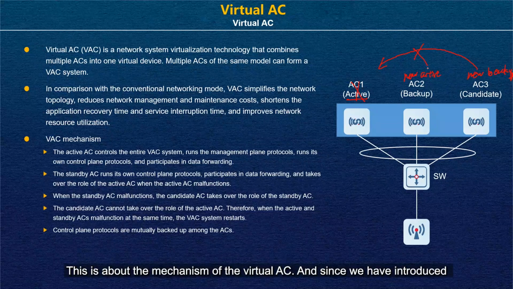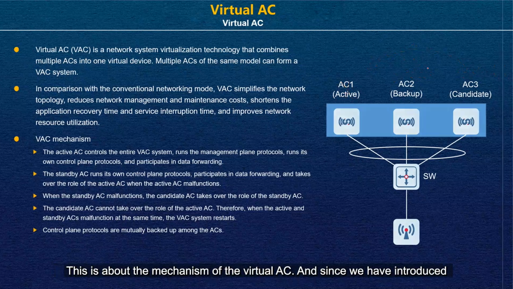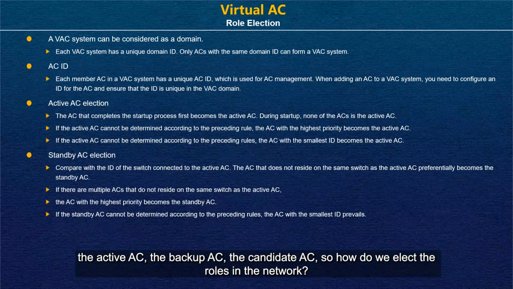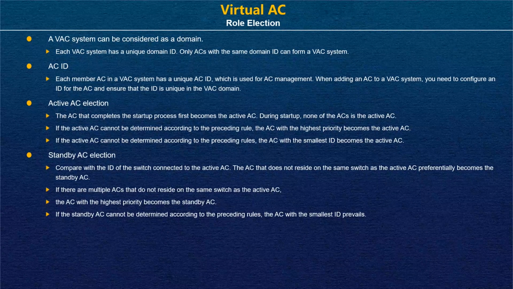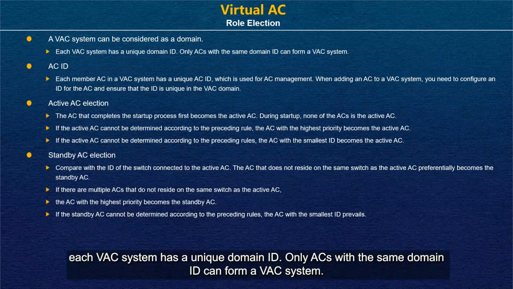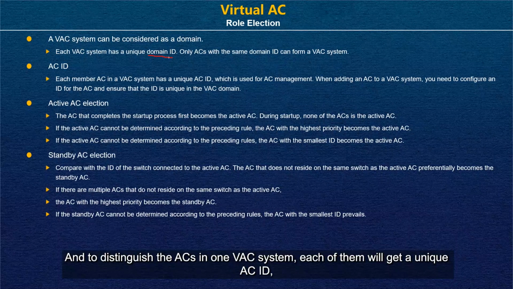Okay, this is about the mechanism of the virtual AC. And since we have introduced the active AC, the backup AC, and the candidate AC, how do we elect the roles in the network? Of course, we should know some parameters. A VAC system can be considered as a domain. So each VAC system has a unique domain ID, and only the ACs with the same domain ID can form a VAC system. And to distinguish the ACs in one VAC system, each of them will get a unique AC ID.